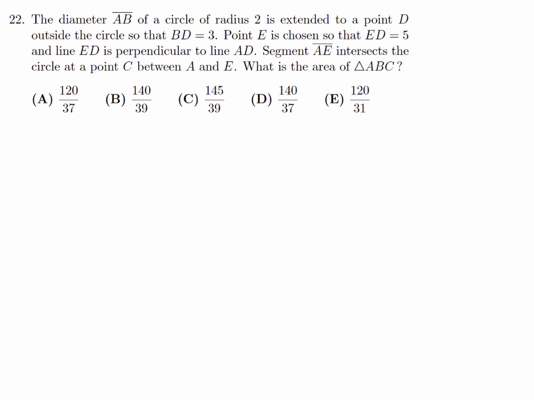The diameter AB of a circle of radius 2 is extended to point D outside the circle so that BD is equal to 3. Point E is chosen so that ED is equal to 5, and line ED is perpendicular to line AD. Segment AE intersects the circle at point C between A and E. What is the area of triangle ABC?